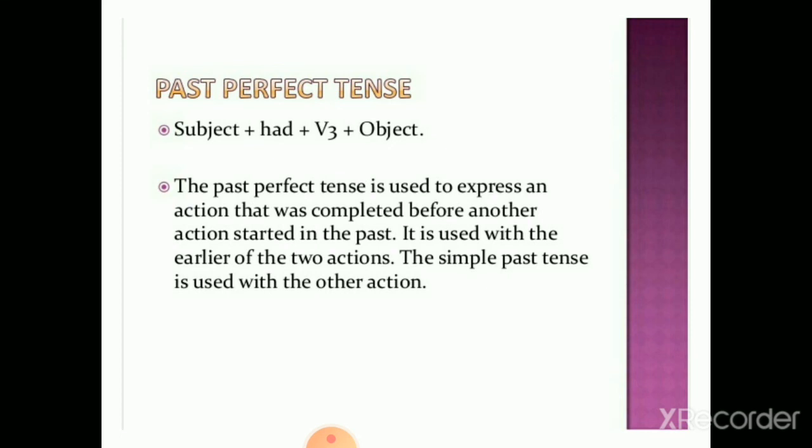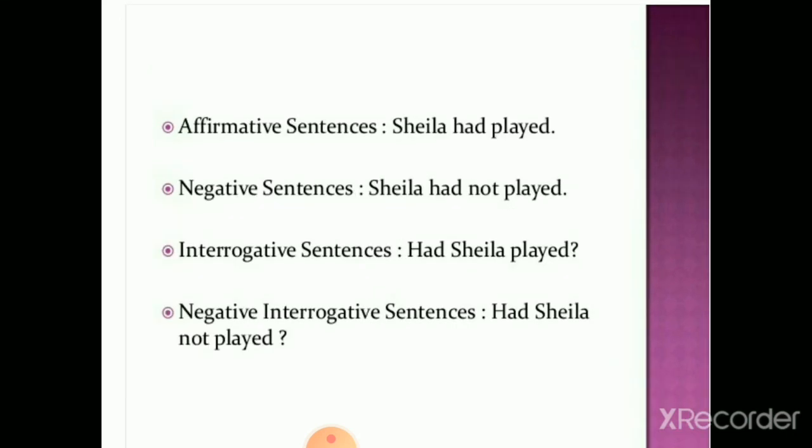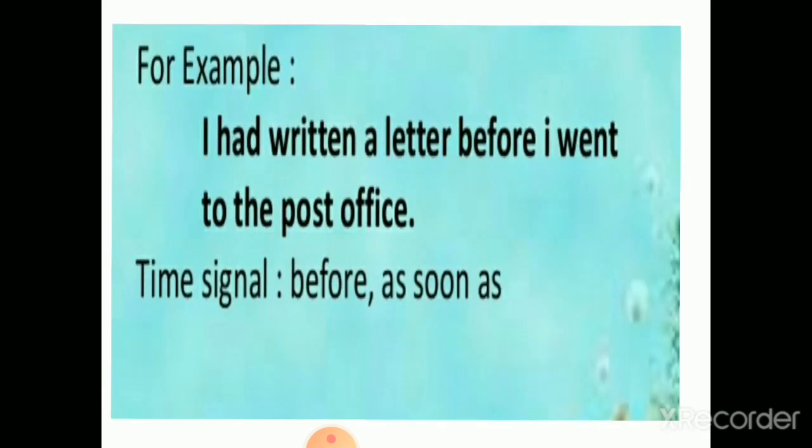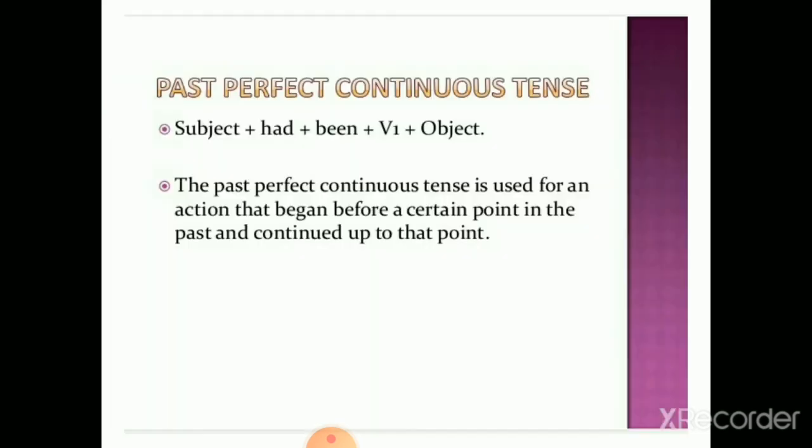So for the first action that occurred in the past, we have to make use of past perfect tense, had plus the third form of the verb. We can take an example. Sheila had played, Sheila had not played, had Sheila played, had Sheila not played. Another example: I had written a letter before I went to the post office. Time signals: before, as well as when, after. All these are the time signals.